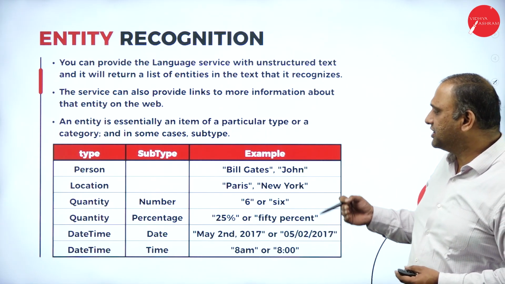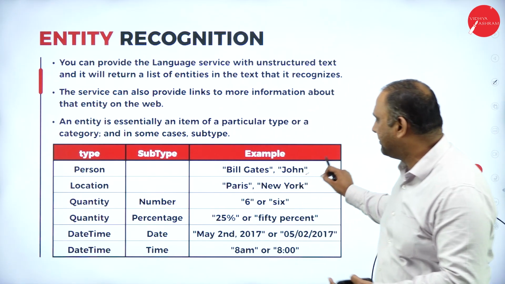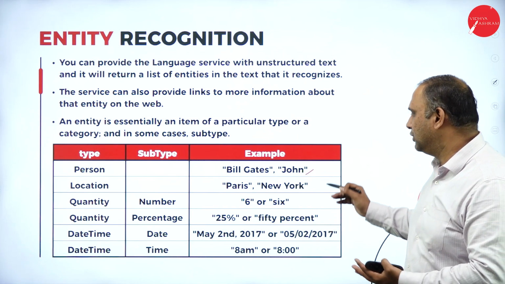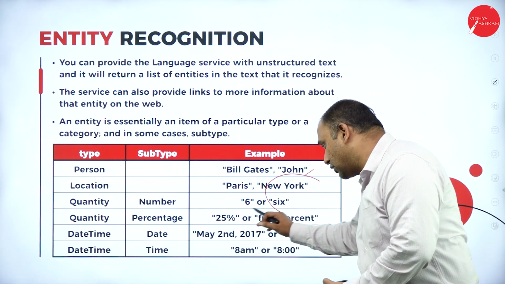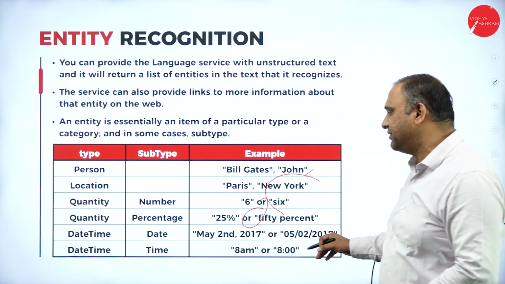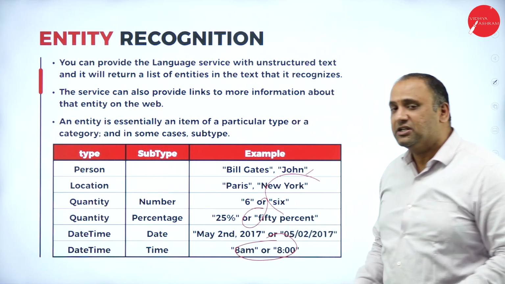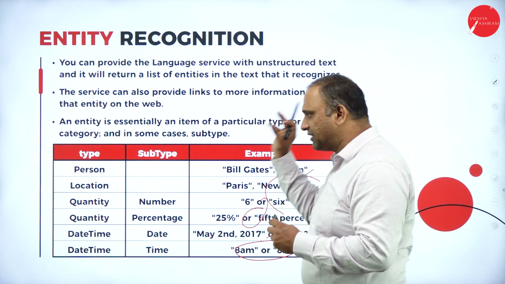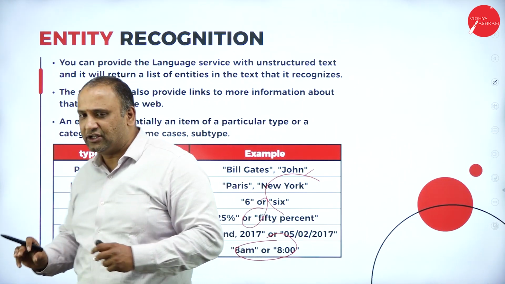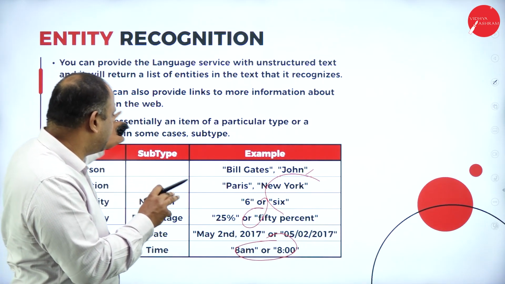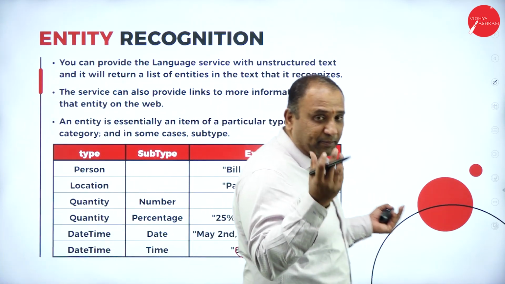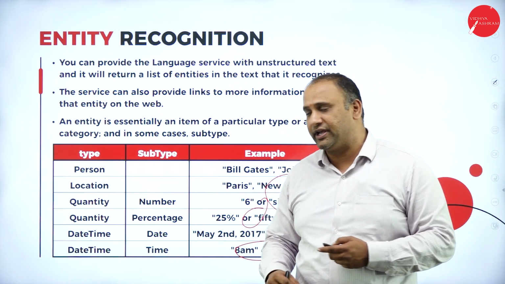Now, entity recognition, which talks about a person, for example, Bill Gates, John, a name; a location, Paris, New York; a quantity, which can be a number or also a percentage; and date and time. So these are all certain key factors that we are putting in. And what is an entity all about? It's essentially a particular type of item that we are putting in. In some cases, it might also be a subtype altogether.